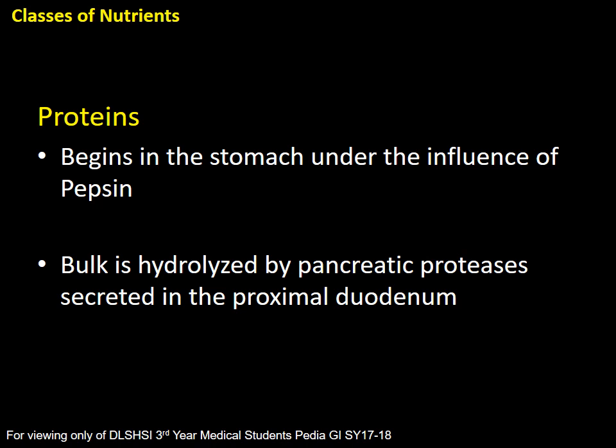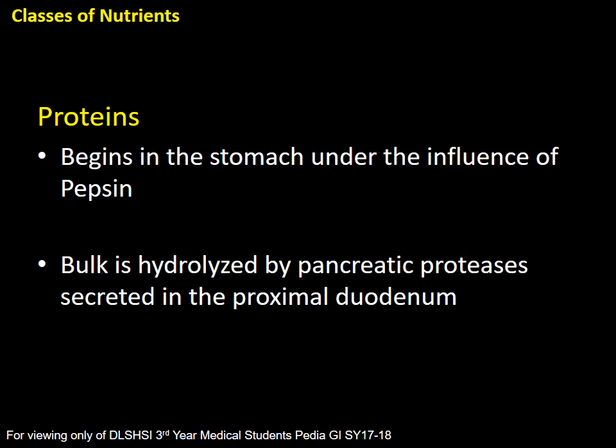We are done with carbohydrates and lipids. How about proteins? Proteins are identified as the building blocks. Protein digestion begins in the stomach under the influence of pepsin. Initially, this enzyme is in inactive form, but activation is catalyzed by the duodenal surface enzyme known as enterokinase, which converts trypsinogen to trypsin.